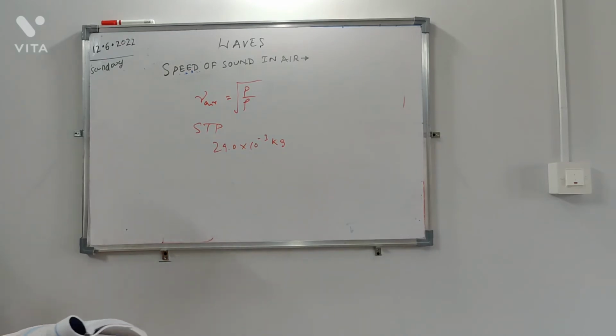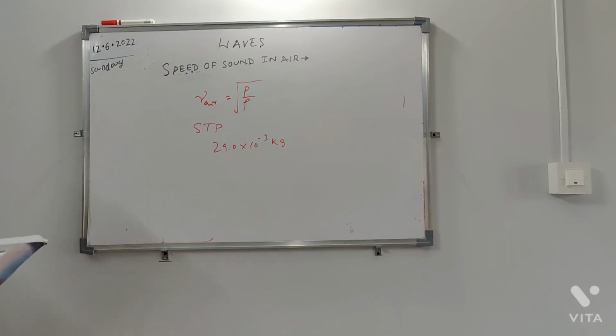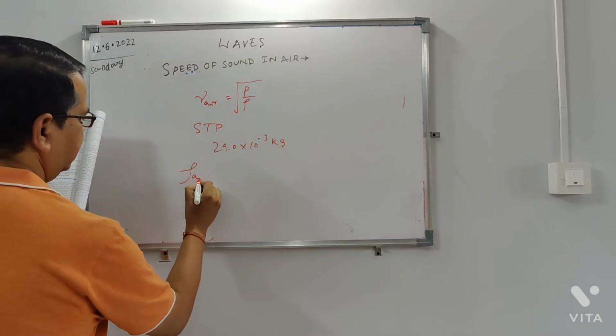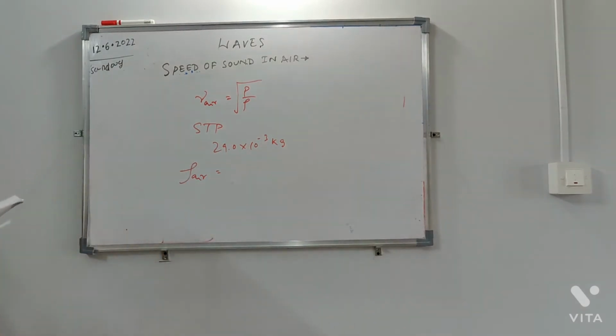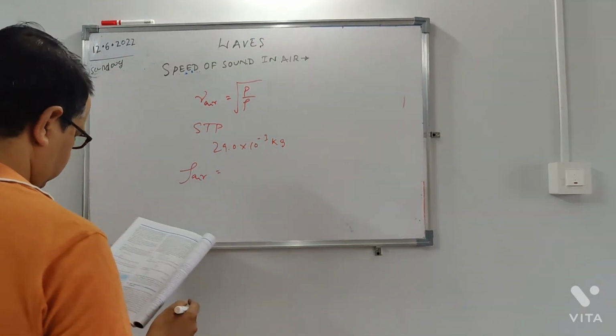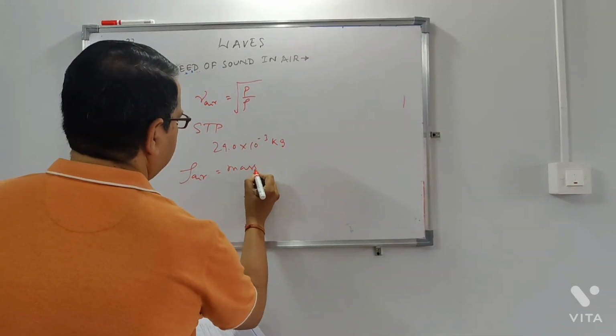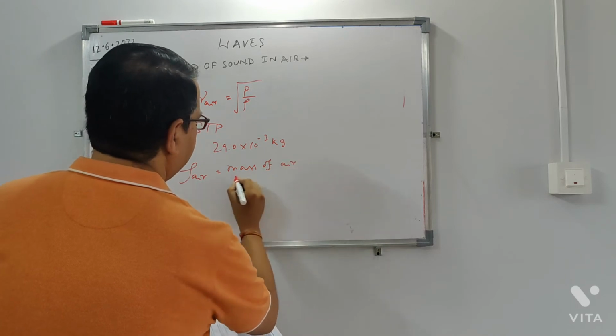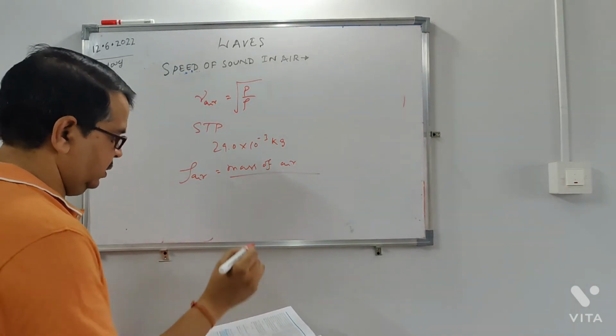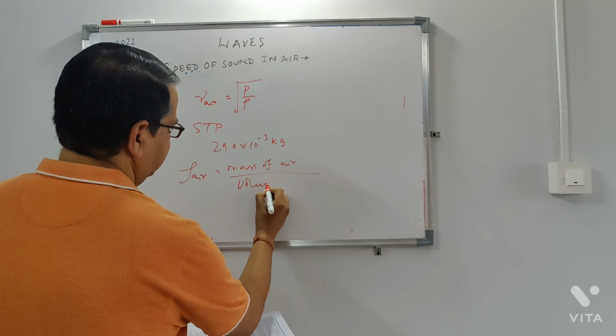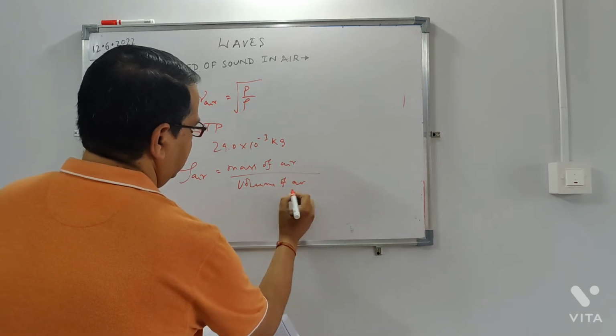So you know standard temperature and pressure, what it is, STP. To find the velocity of sound, you need to know the density of air. Your density of air is equal to your mass of air divided by volume, the volume of air at STP.